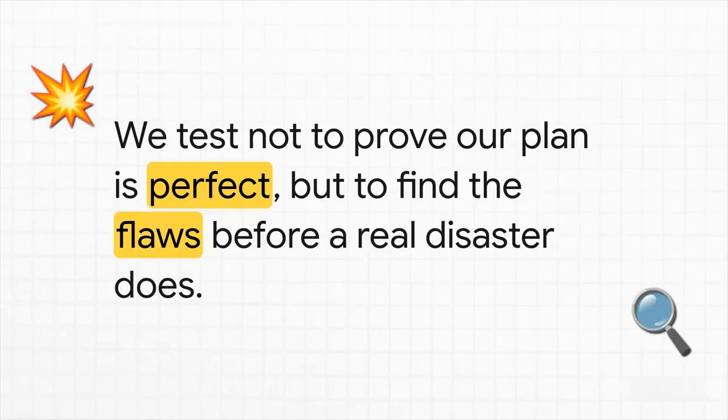That's right. A staggering 75% of initial real-world DR tests reveal some kind of critical flaw, a flaw that would have caused the entire failover to completely fail. And this just perfectly illustrates why we test. We don't test to prove our plan is perfect. We test to find the flaws before a real disaster does it for us.